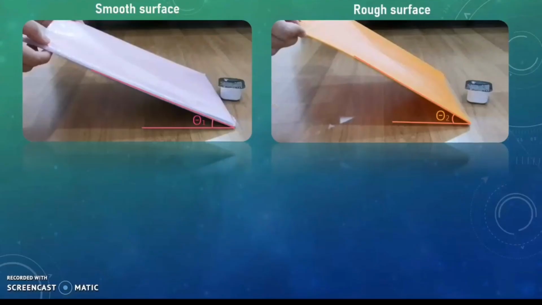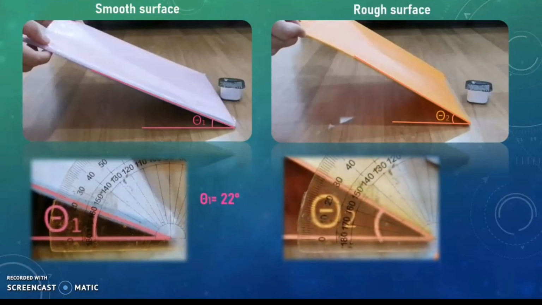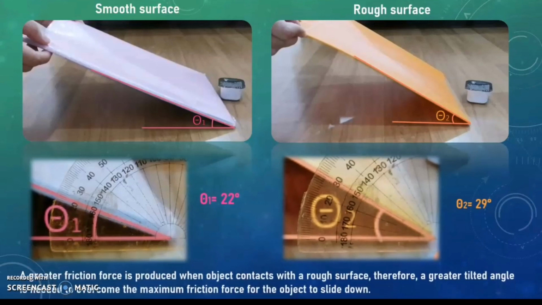So now we can compare the tilted angle for the object to slide down between the smooth surface and the rough surface. By measuring the angle, we know that the tilted angle for smooth surface is 22 degrees and the tilted angle for the rough surface is 39 degrees. As a conclusion, we can say that a greater friction force is produced when object contacts with a rough surface. Therefore, a greater tilted angle is needed to overcome the maximum friction force for the object to slide down.